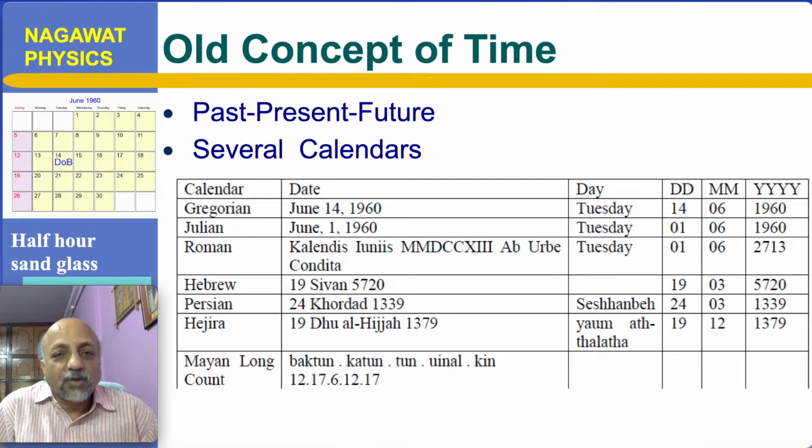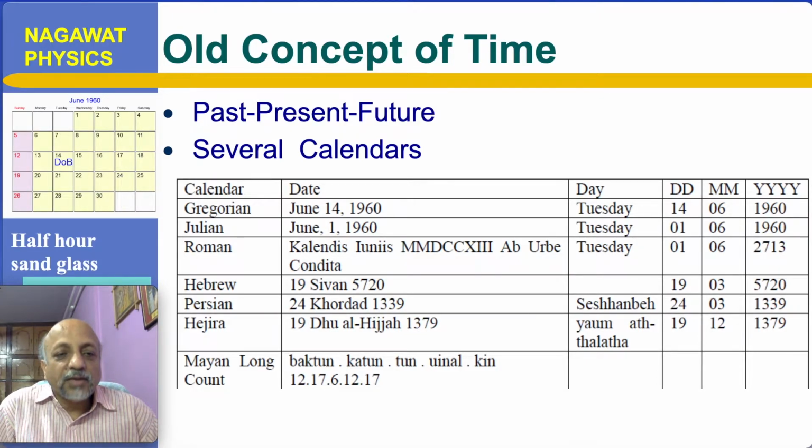My date of birth is June 14th, 1960 in the Gregorian calendar, and I was born before sunrise, but as per the Gregorian calendar it was a Tuesday. So my date of birth in the Gregorian calendar is June 14, 1960, Tuesday. But in the Julian calendar it is June 1, 1960. It is different in different calendars.